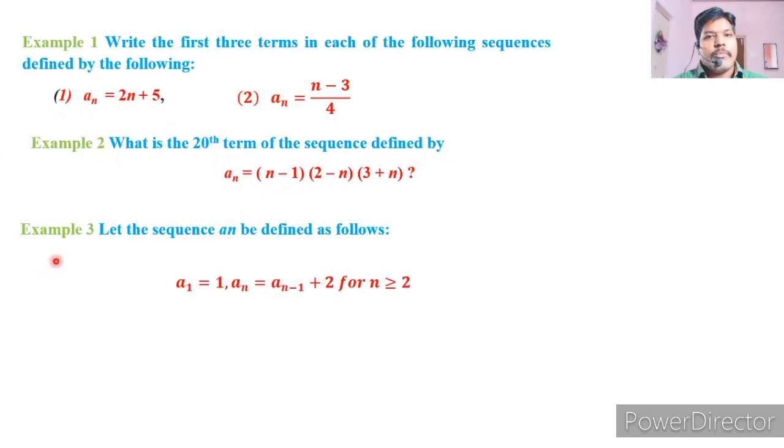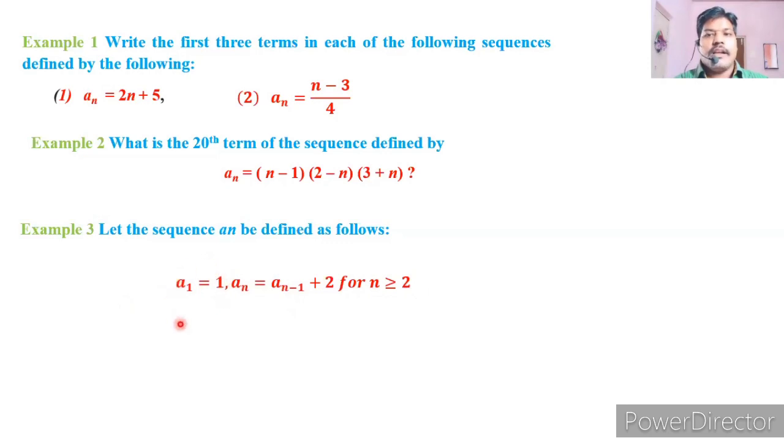See example number 3. Let the sequence a(n) be defined as follows: a1 is equal to 1 and a(n) is equal to a(n-1) plus 2 for n greater than or equal to 2. The first term is given.